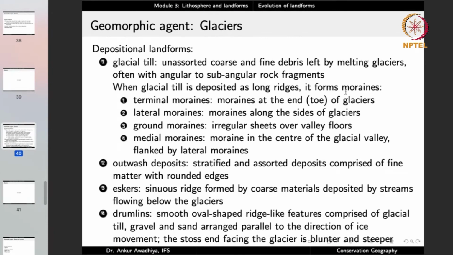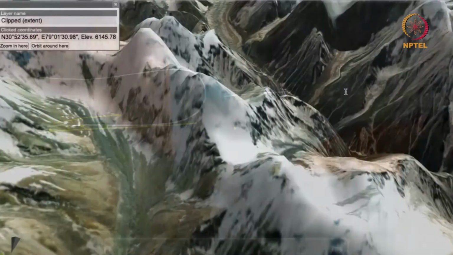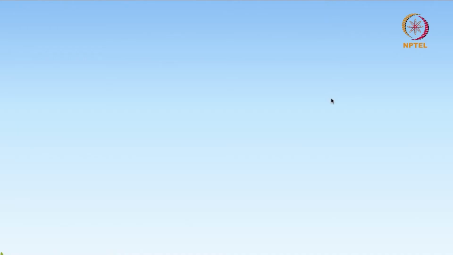They also create a large number of depositional landforms in the form of glacial tills, outwash deposits, eskers and drumlins. Glacial till refers to unassorted, coarse and fine debris left by melting glaciers, often with angular and subangular rock fragments. So these are unassorted, coarse and fine debris that are left by melting glaciers. So let us refresh this page.